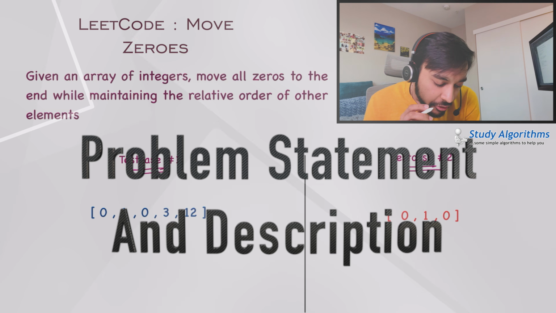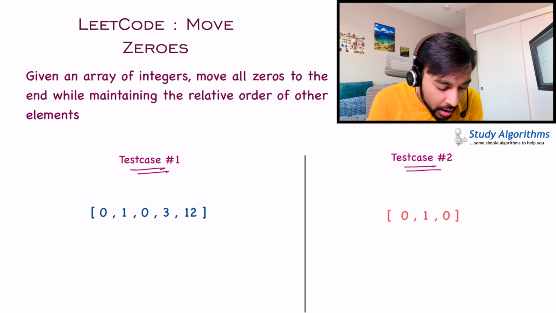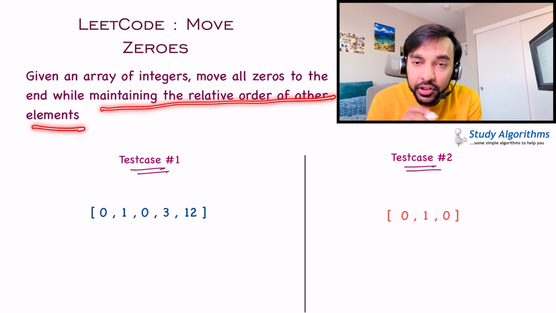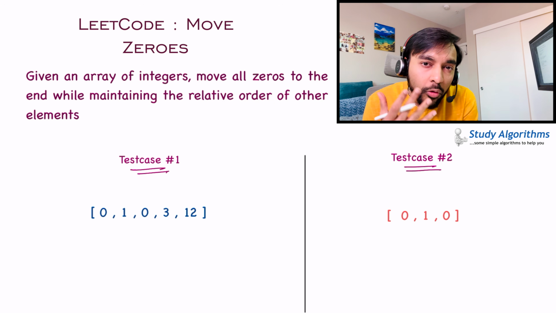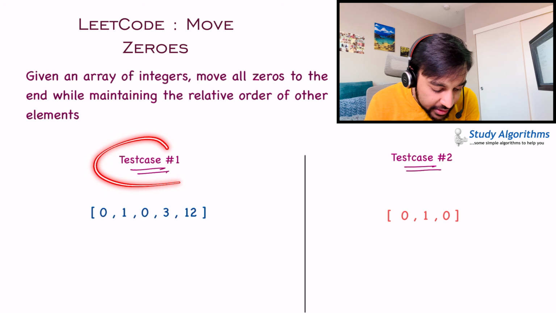Okay, so let us first try to make sure that we are understanding the problem statement correctly. You are given an array of integers and you have to move all the zeros to the end while maintaining the relative order of the other elements. Now, what does that mean? Let us try to understand it with a sample test case.